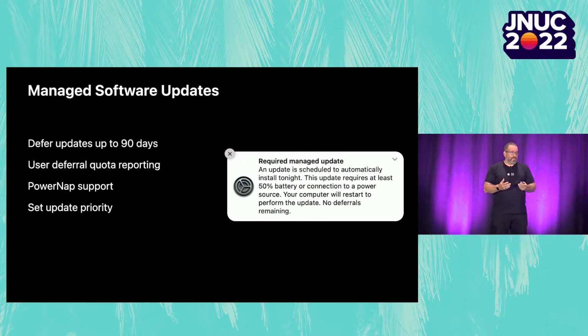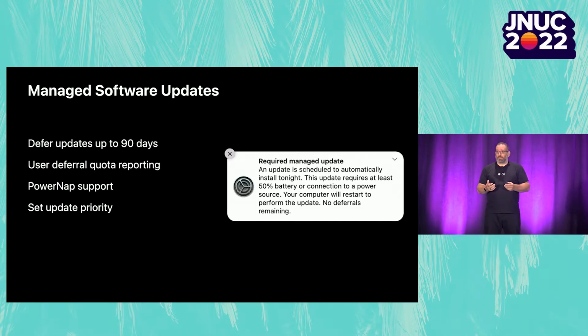Managed Software Update allows IT to defer updates for up to 90 days. And then you have the time to test and then deploy it when you're ready. macOS Monterey introduced new controls with the ability to defer an update, providing a deferral quota, so that gives users a certain number of times that they can pick to do the update, what's convenient for them. New in macOS Ventura, MDM will get better reporting on the number of deferrals remaining.